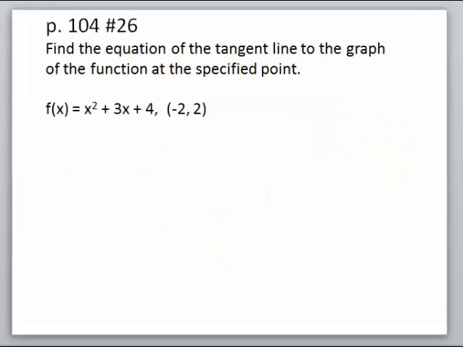Alright, in this particular problem, it's not just saying find the slope of the tangent line, it says find the equation of the tangent line to the graph of a function at the specified point. So the first thing I need to do is find the slope of the tangent line, because I can't write an equation of a tangent line without having a point and a slope.